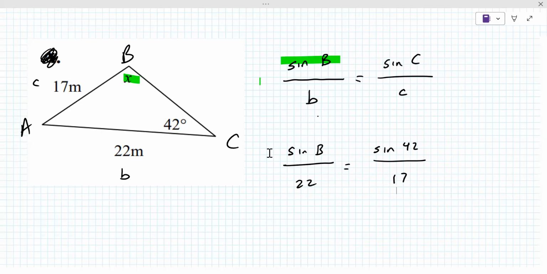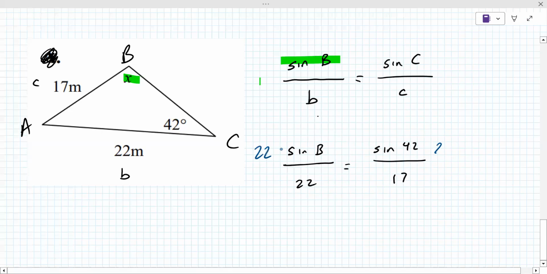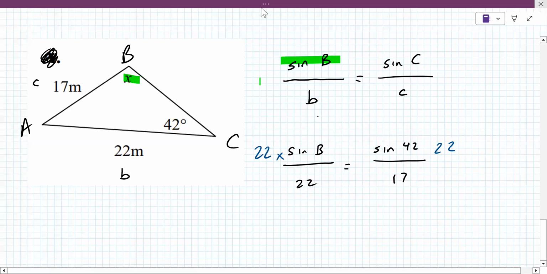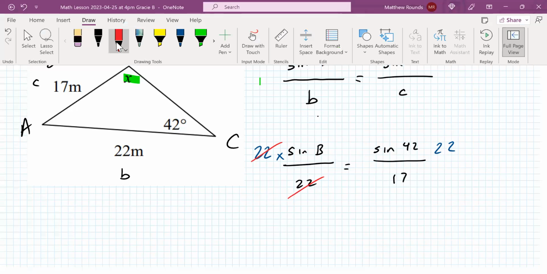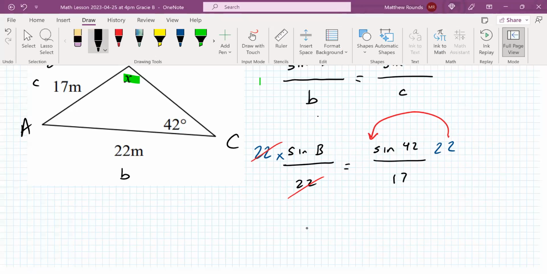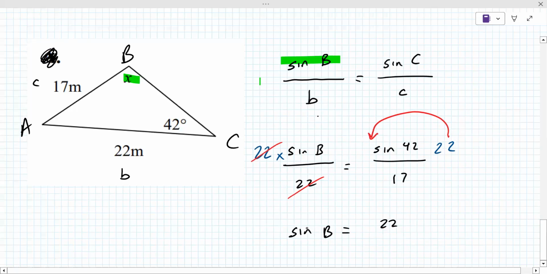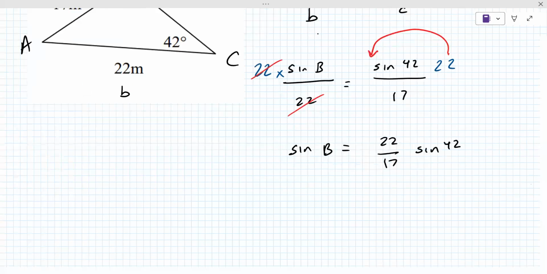So to do this, we're going to clear the fraction on the left by multiplying both sides by 22. So on the left, they cancel. On the right, what I like to do is actually move it in front. So you'll see it this way: sine B equals 22 over 17 sine 42. And then do you remember from class how to undo sine?